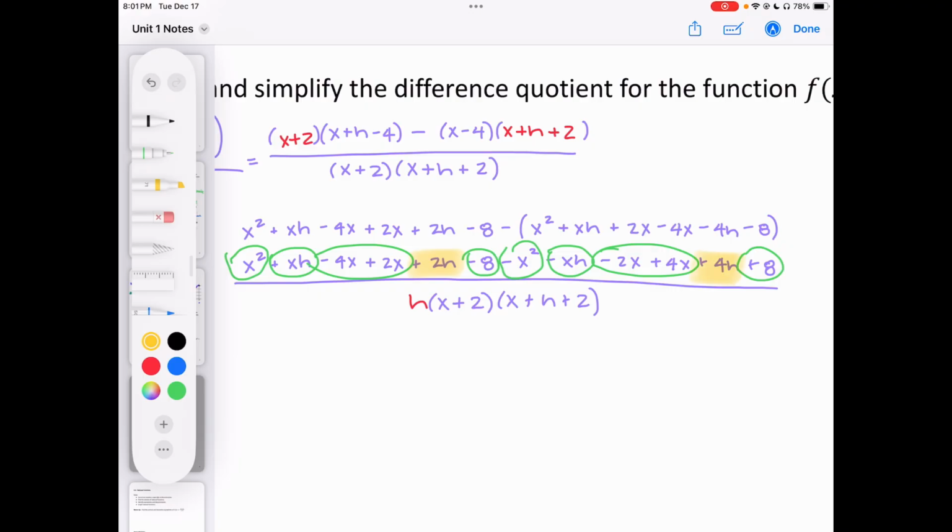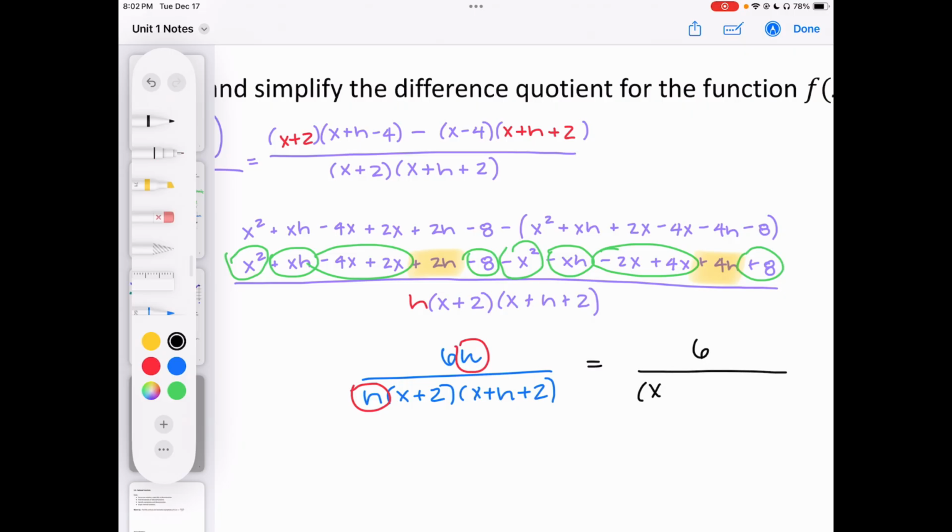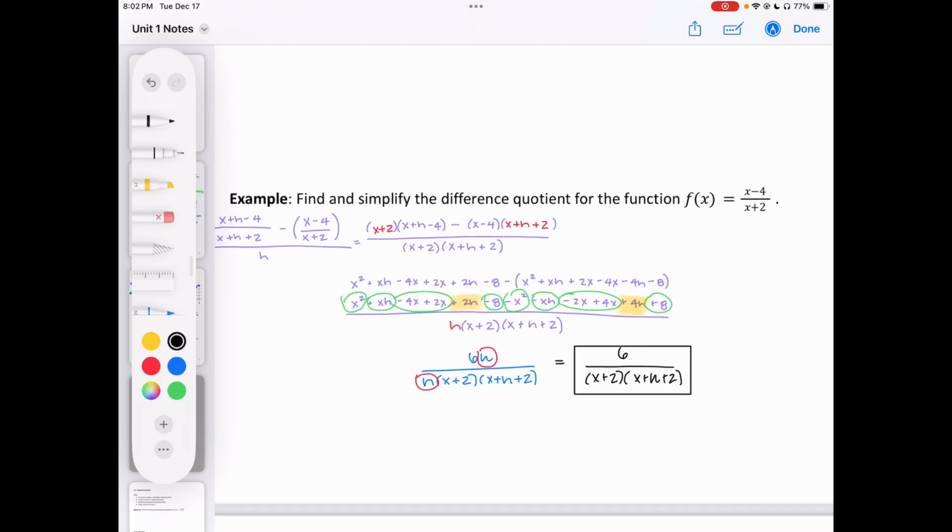Okay. So let me go ahead and write down what we've got left. So we have 2h plus 4h, which is 6h, all divided by h times x plus 2 times x plus h plus 2. And now let's go ahead and cancel out those h's, which leaves us with a final answer of 6 over x plus 2 times x plus h plus 2. And that right there is going to be your difference quotient. A little bit of work, but we got it. Okay, that is it for this section.